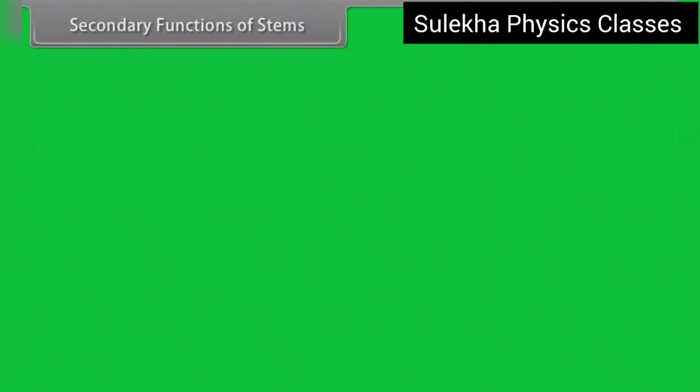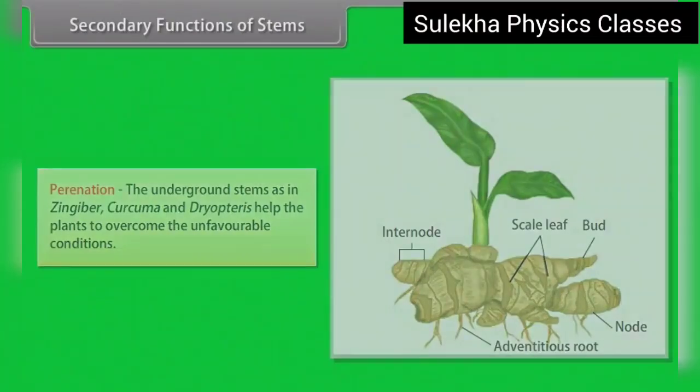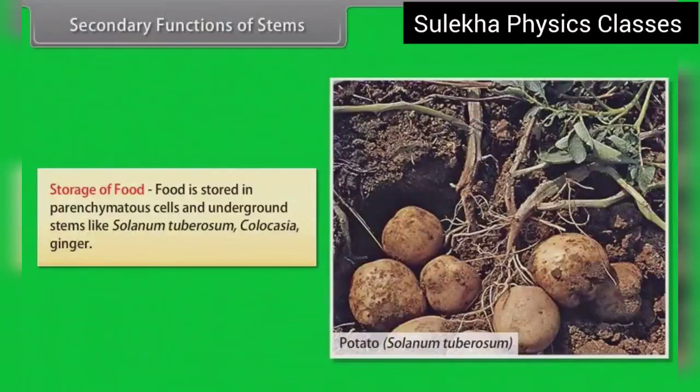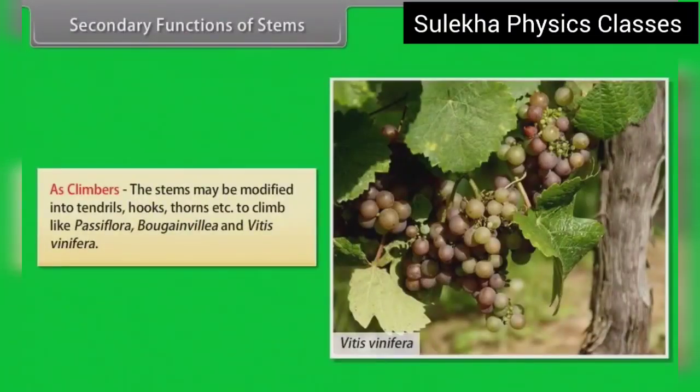Secondary functions of stems. Perenation. The underground stems, as in Zingiber, Curcuma, and Dryopteris, help the plants to overcome the unfavorable conditions. Storage of food. Food is stored in parenchymatous cells of underground stems like Solanum tuberosum, Colocasia, ginger. As climbers, the stems may be modified into tendrils, hooks, thorns, etc. to climb, like Passiflora, Bougainvillea, and Vitis vinifera.